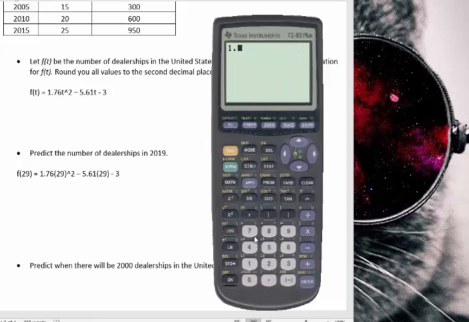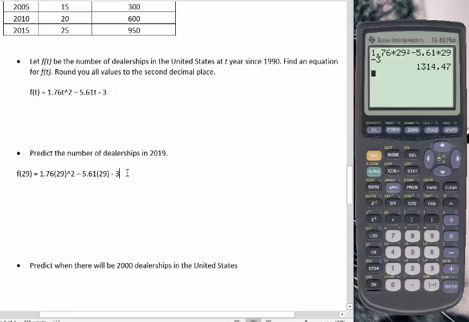So it's 1.76 times 29 squared minus 5.61 times 29 minus 3. Well, rounding this, it looks like there were 1,314 dealerships in 2019.